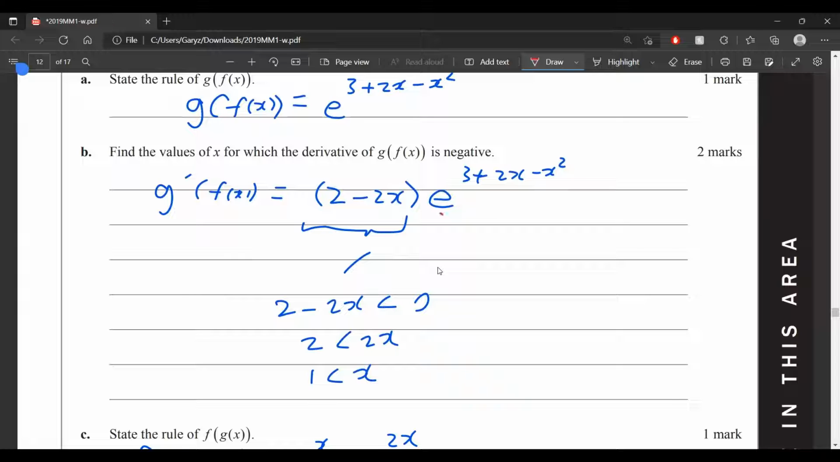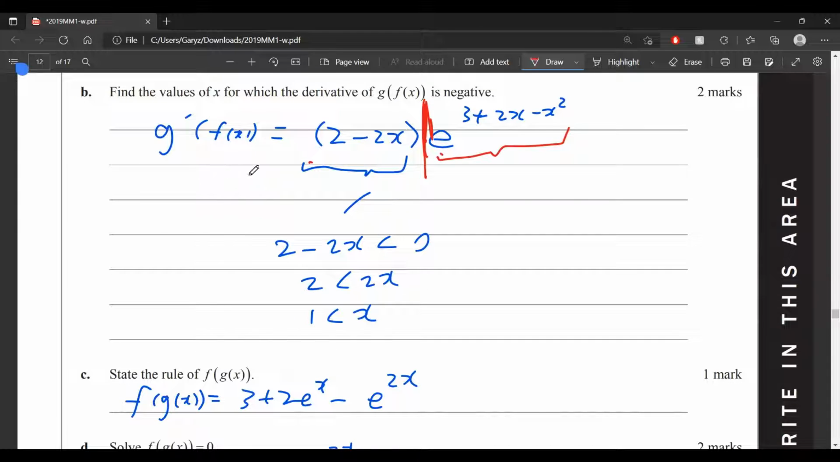So we know that if we divide the derivative into these two parts, e to the power of this part would never be negative. That's why we have to focus on where this part is negative. So 2 minus 2x is less than 0, which means negative. And after that, we just get x is bigger than 1. And that's the answer for this question.